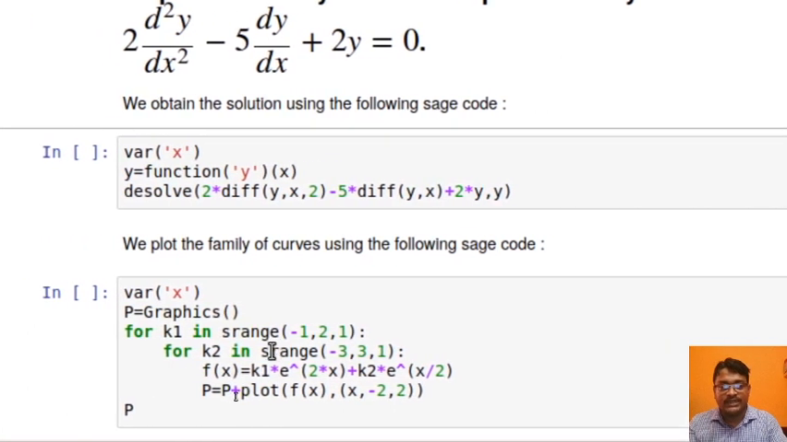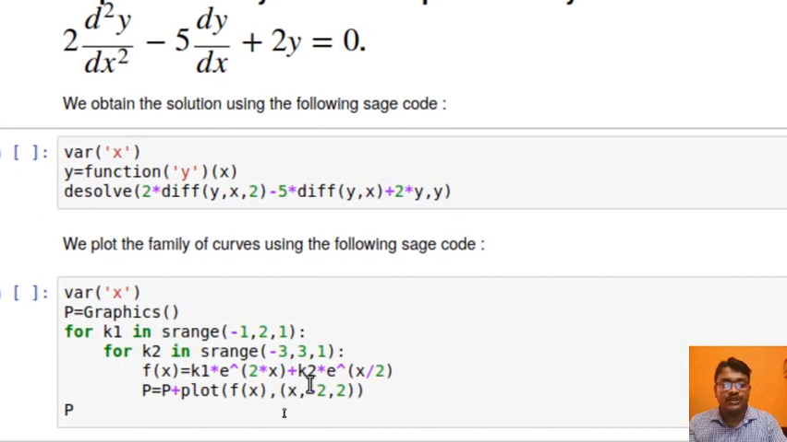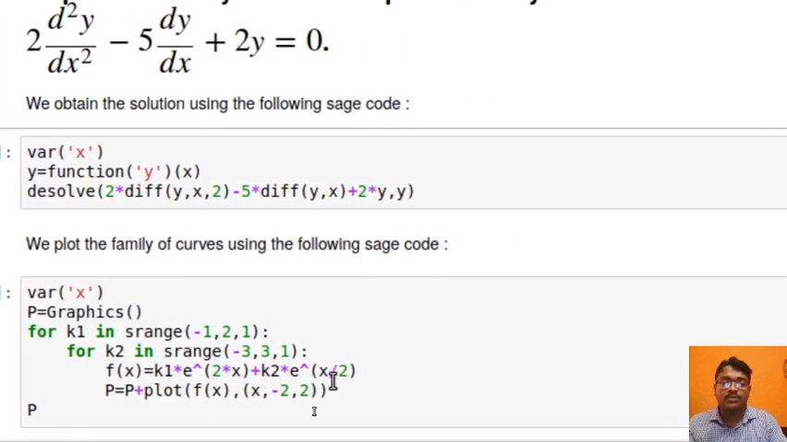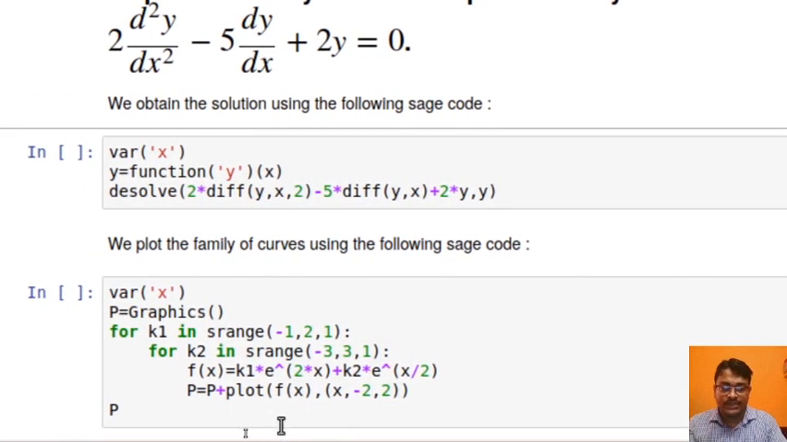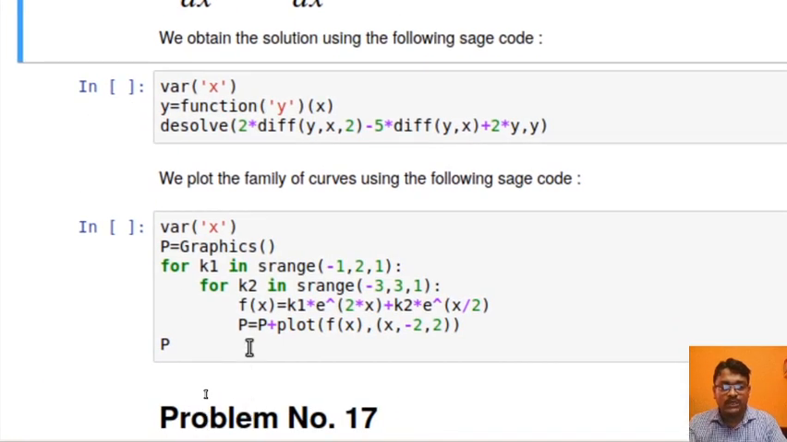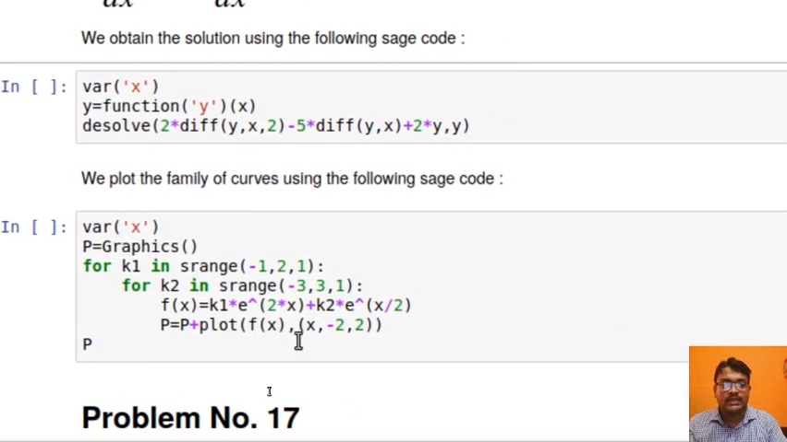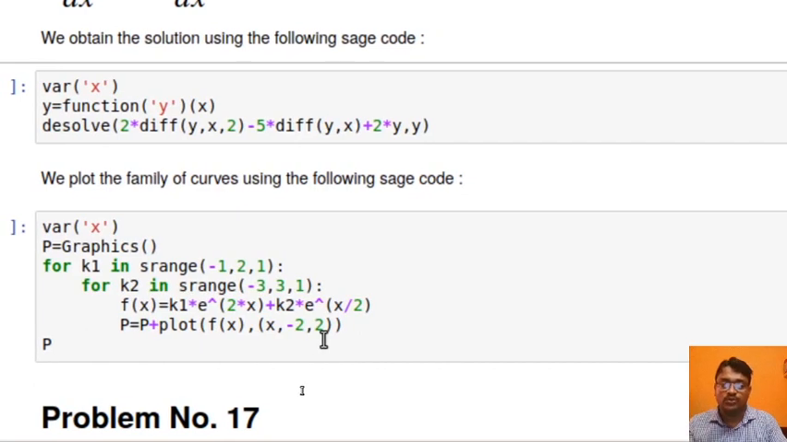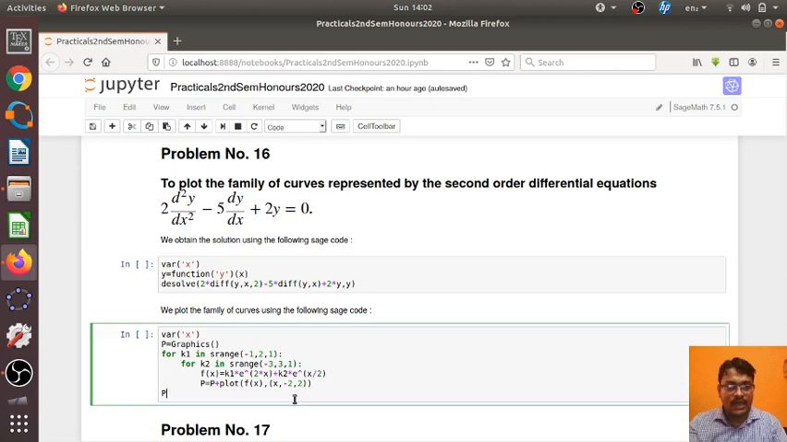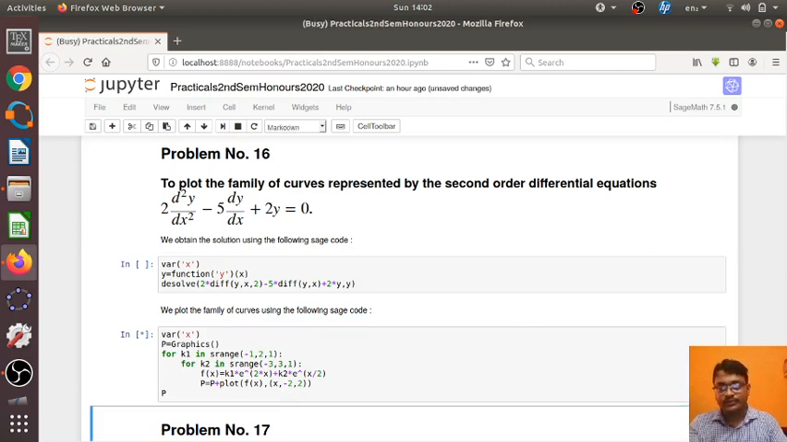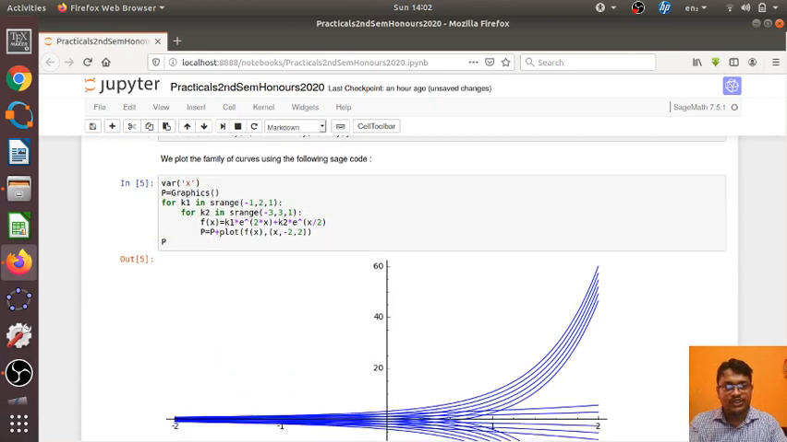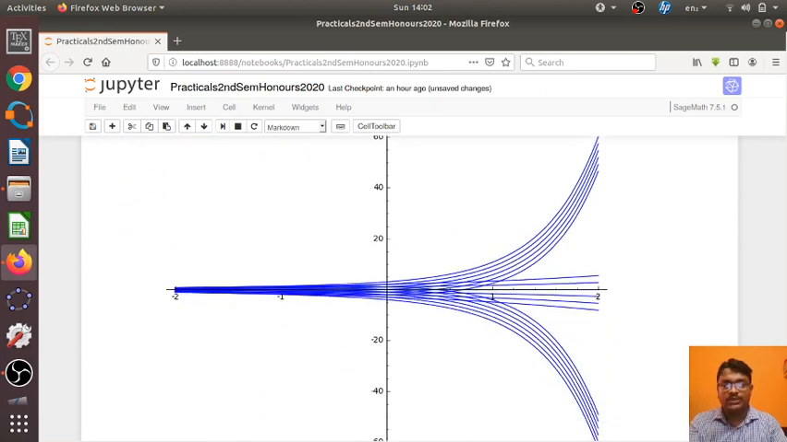So for k2 in srange(-3, 3, 1), f(x) is k1 e to the power 2x plus k2 e to the power x/2. This is the solution that we had already obtained, and so p will be equal to p plus plot of f(x), x goes from minus 2 to 2. We are plotting the function from minus 2 to 2. Okay, so let us have a look at what is happening. Once we press shift enter, this is the plot that we obtain.